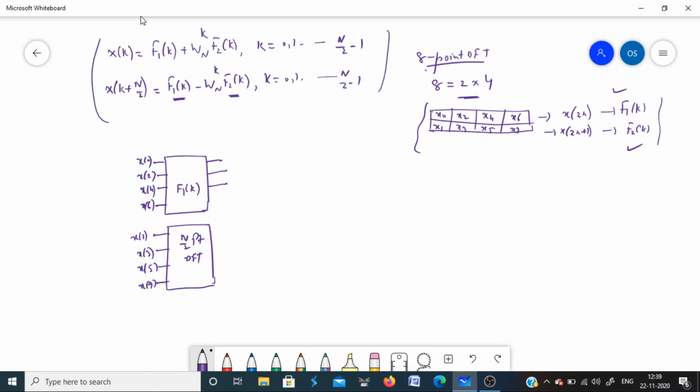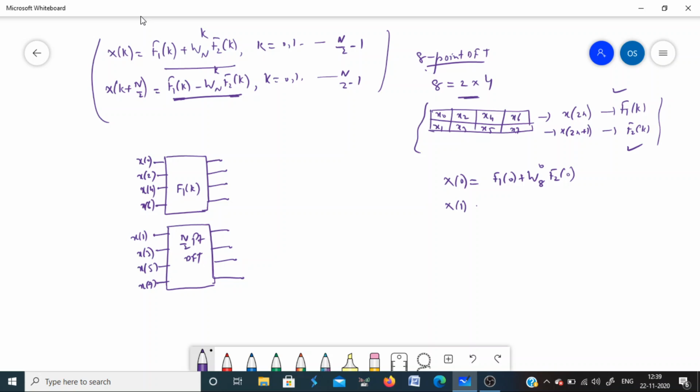So suppose I know the 4-point DFT of the even and the odd sequences. How can I combine them to get the 8-point DFT? From this equation and this equation you will get it. When you find X[k], X[0], the first sample of output, that will be F1[0] plus W_N, N in this case is 8, W8 to the power 0 into F2[0].